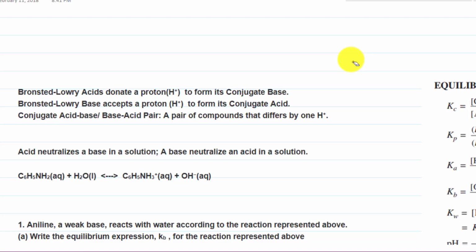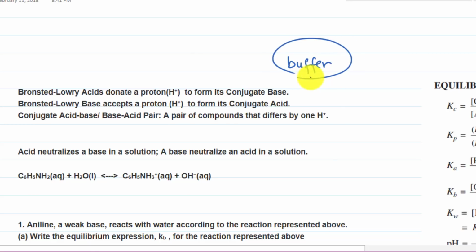In this case, we have a specific name for a solution of weak acid or weak base, and the name is buffer solution. In a buffer solution, which consists of either weak acid or weak base, the pH or the pOH changes very little, even when we add strong acid or strong base to that buffer solution. Now, our goal today is to figure out how to solve the pH or pOH of a buffer solution.